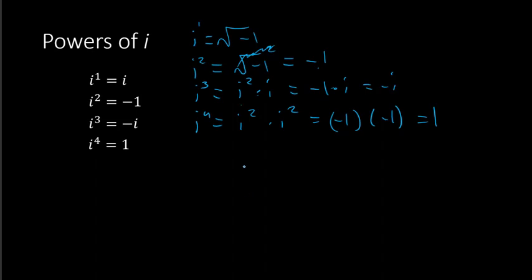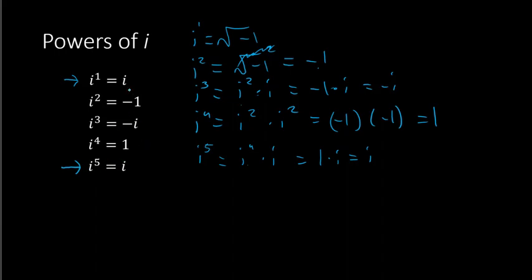Now what if we tried i to the fifth power? All right, so we'd have i to the fourth power times i. i to the fourth power was 1, so we have 1 times i, which is equal to i. So i to the fifth power is equal to i. So notice at this point that i to the fifth power is the same thing as i to the first power. And what we're going to find is if we keep this pattern going, if we do i to the sixth power, seventh power, etc., all these values are going to repeat.